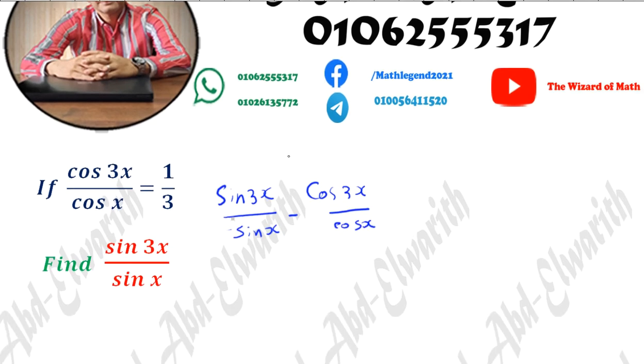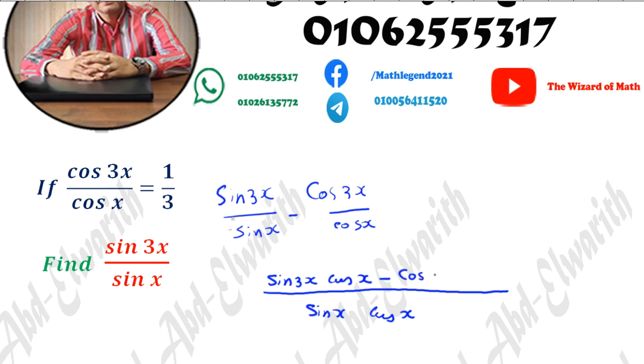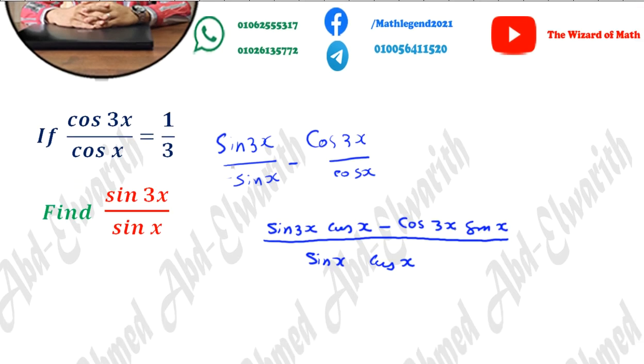And if we want to find the difference between two fractions, then we must have a common denominator. The common denominator between these two fractions equals sine x cosine x. Make a cross multiplication, then the numerator equals sine 3x cosine x minus cosine 3x sine x.